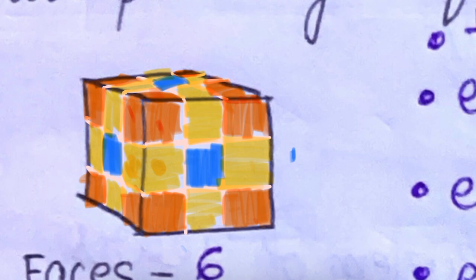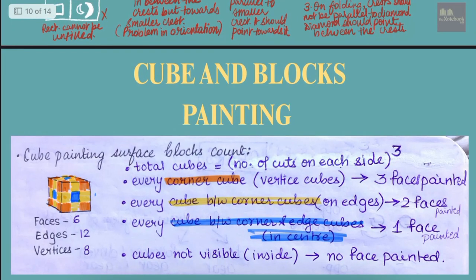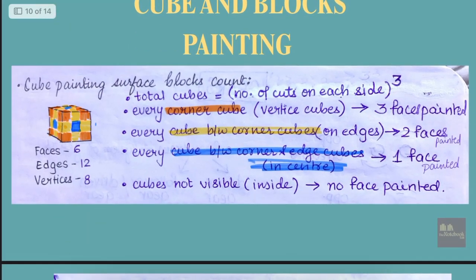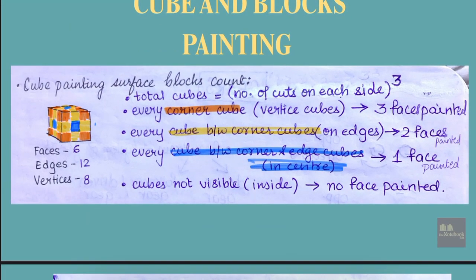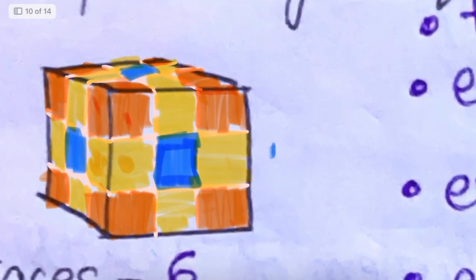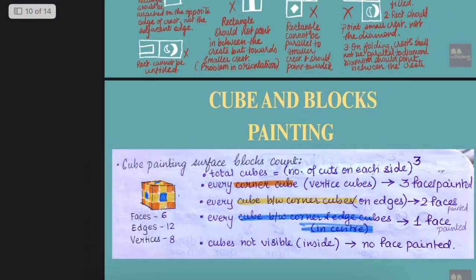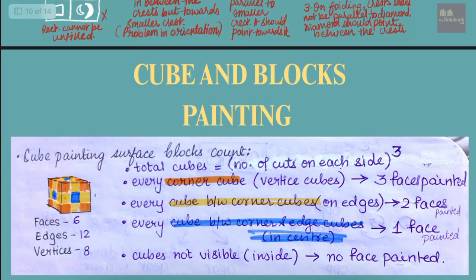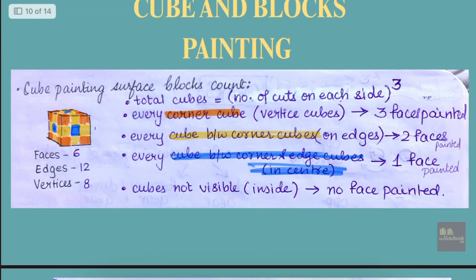If you can see, only one face is painted इस पे, बाकी सब तो अंदर छुपा हुआ है, so there will be no paint on that. So one face will be painted. And the cubes that are not visible, right? So like the cube behind this cube, okay, that will be like one cube inside. Okay, that will not be painted because वो तो surface पे है ही नहीं ना, and only the surface has been painted. Okay, let's move.